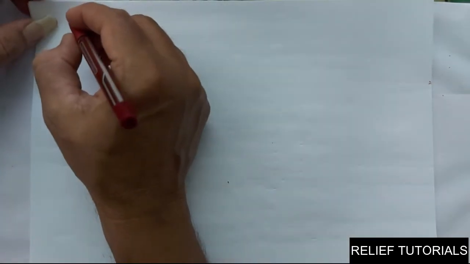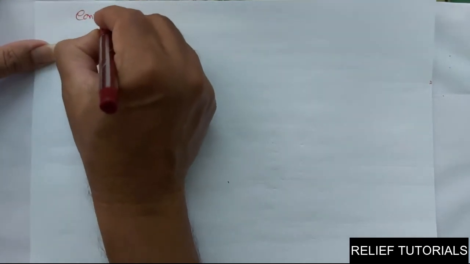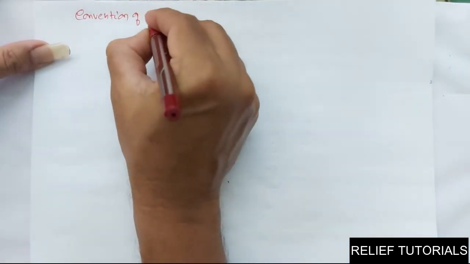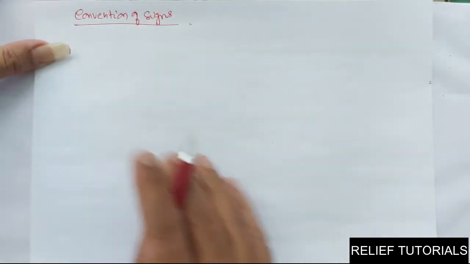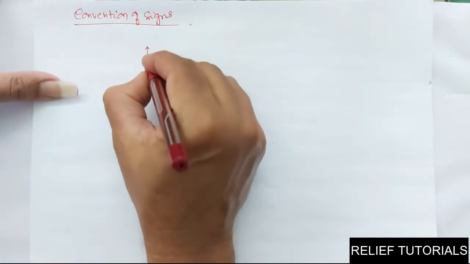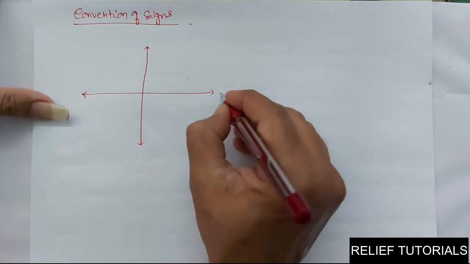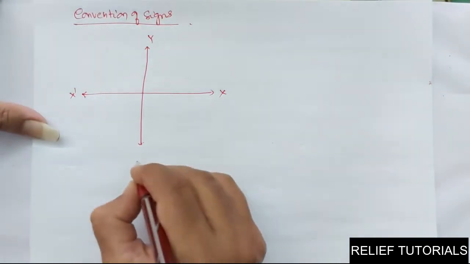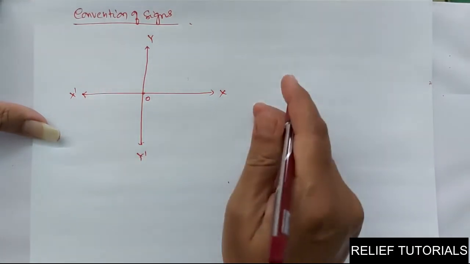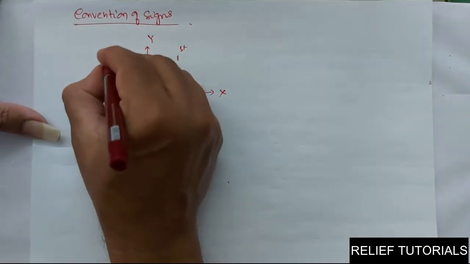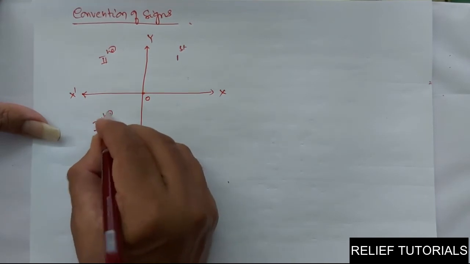So we have learned a very important topic, coordinate of a point in a Cartesian plane. Clear? Now we will learn convention of sign of coordinate plane. See, we have discussed that these two lines, x dash, y dash, origin divides the plane into first quadrant, second quadrant, third quadrant and fourth quadrant.